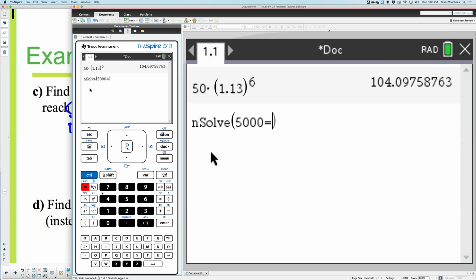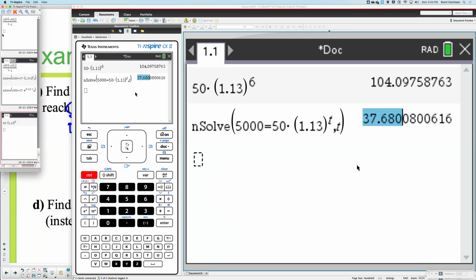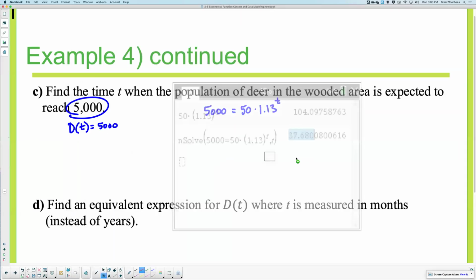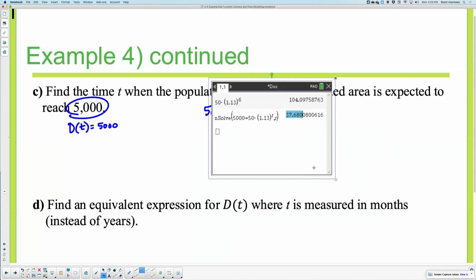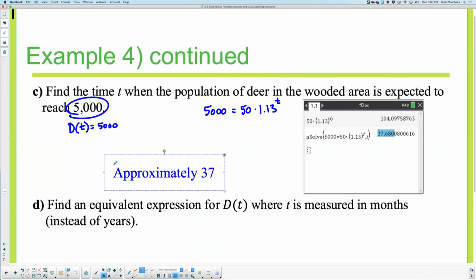It'll be 5,000 equals 50 deer times the rate of 1.13 raised to the power of t. We want to know how many years must it take for that to happen, and the answer is approximately 37.68 years. That would be the answer to this one. Approximately 37.680 years. All right.